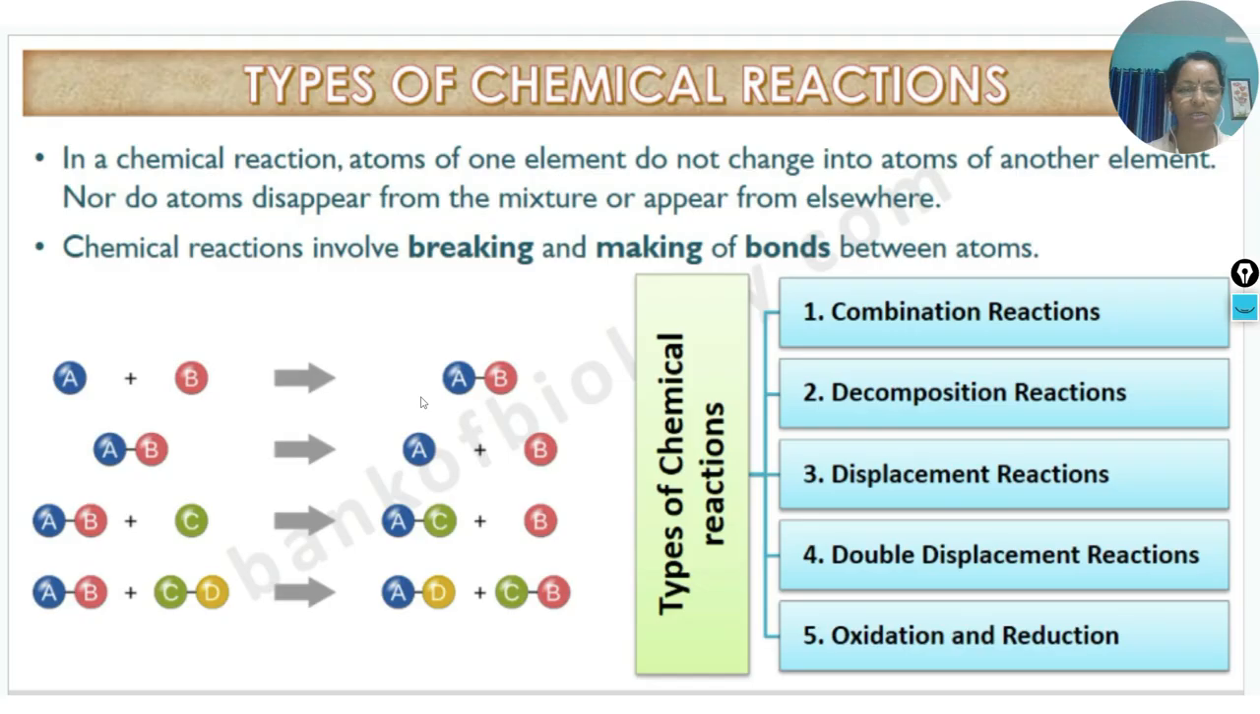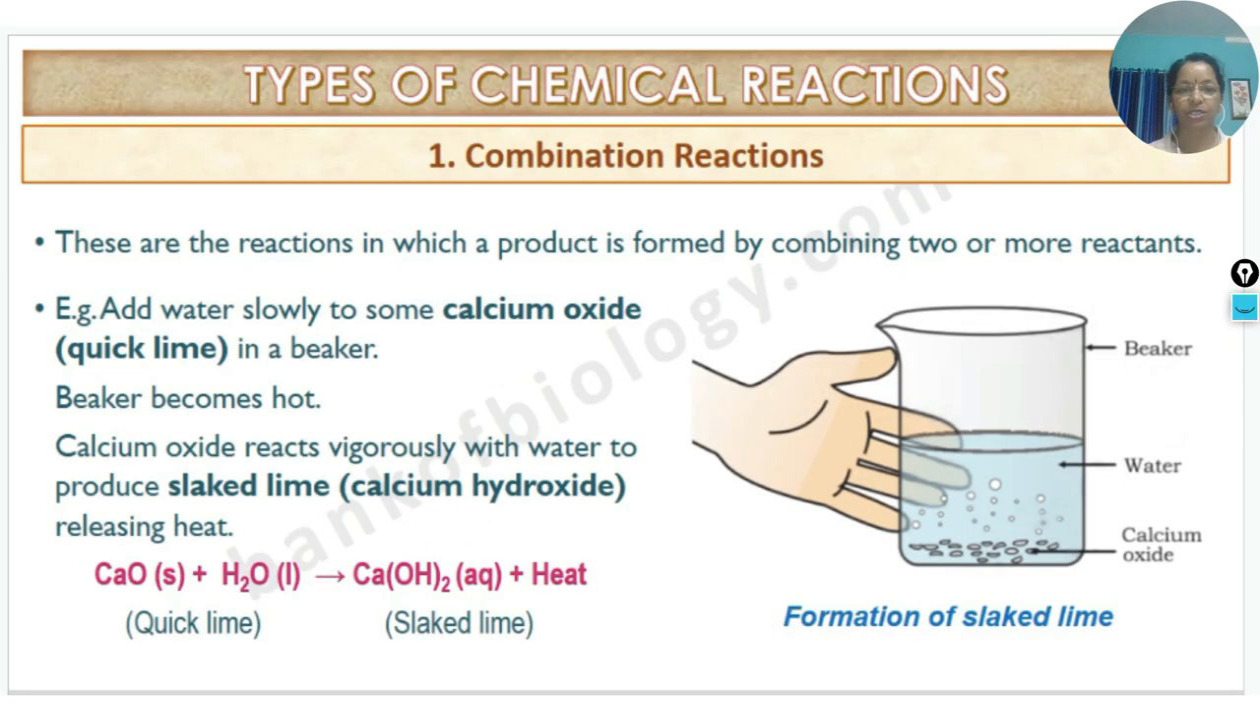A plus B is combination, this is decomposition, this is displacement, whereas this is double displacement, whereas oxidation reduction reactions, all these come under the oxidation reduction reactions. So we'll discuss one by one. Actually, chemical reactions involve breaking and making of bonds, we know that. So first we'll discuss the combination reaction.